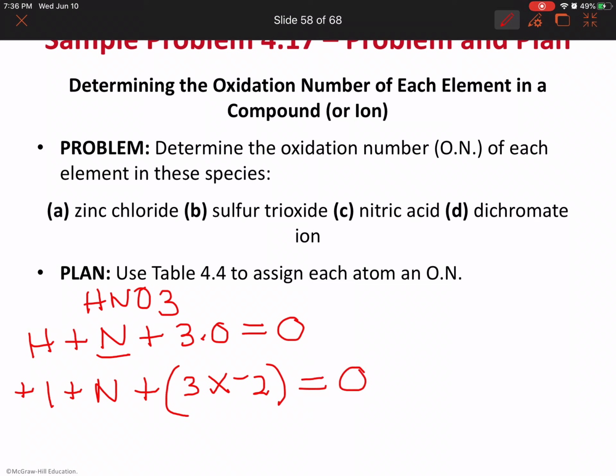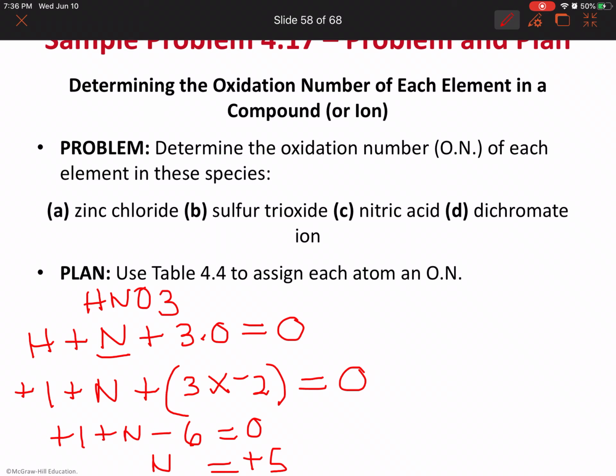So then +1 here, +1 plus nitrogen, 3 times -2, -6, equals 0. So -6 and +1 is -5. So nitrogen is oxidation number +5. Okay, that's how you find the oxidation number for the nitrogen. +5, hydrogen +1, and oxygen -2.